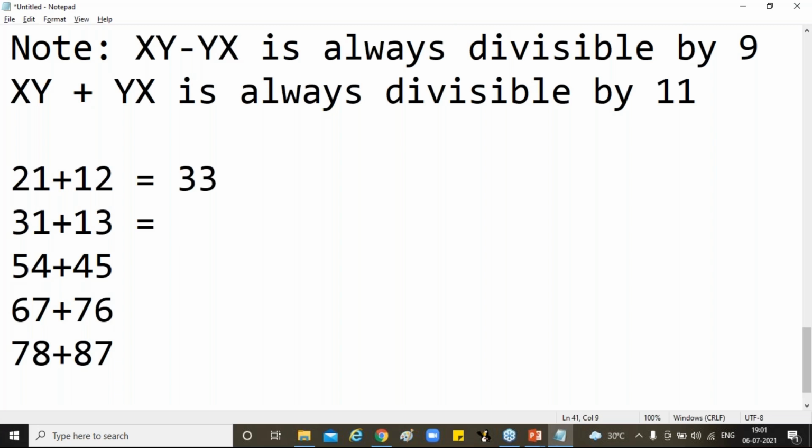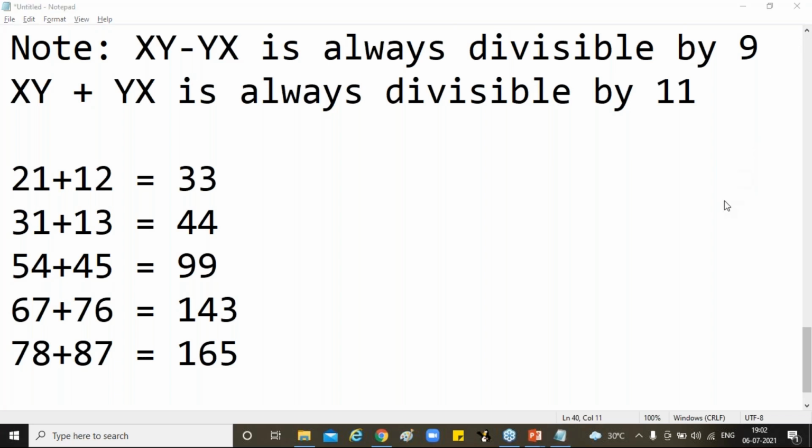Thirty-three, 44, 99. 67 plus 76 is 143. Please calculate from your side also. 78 plus 87 is 165. If you observe clearly, all are multiples of 11. Is it okay to all? Yes.